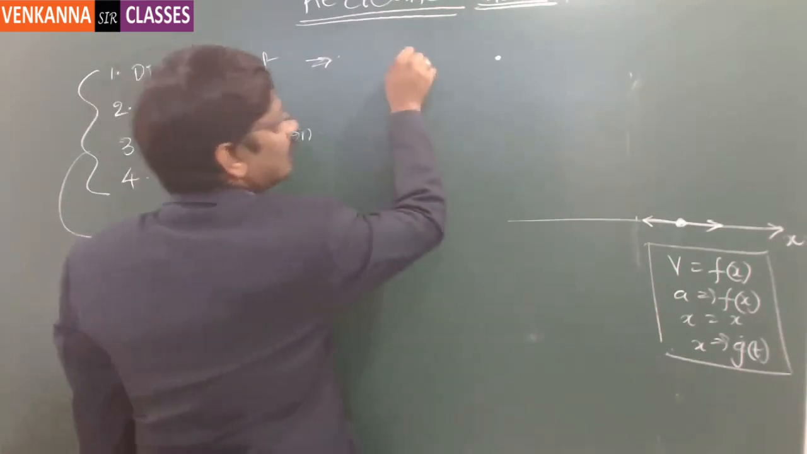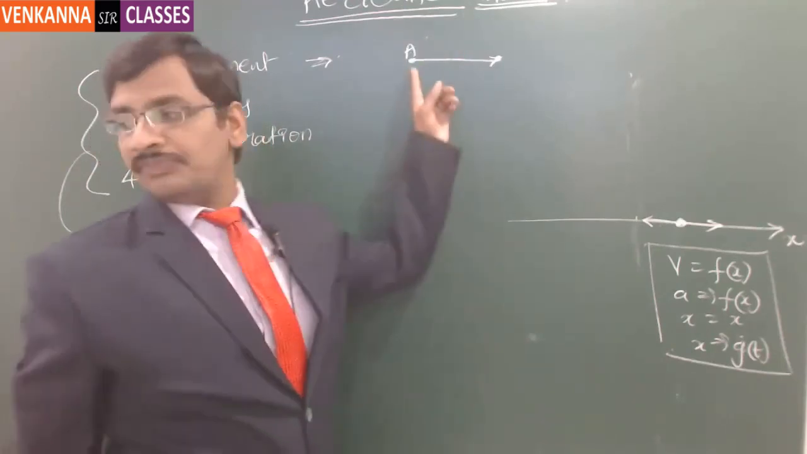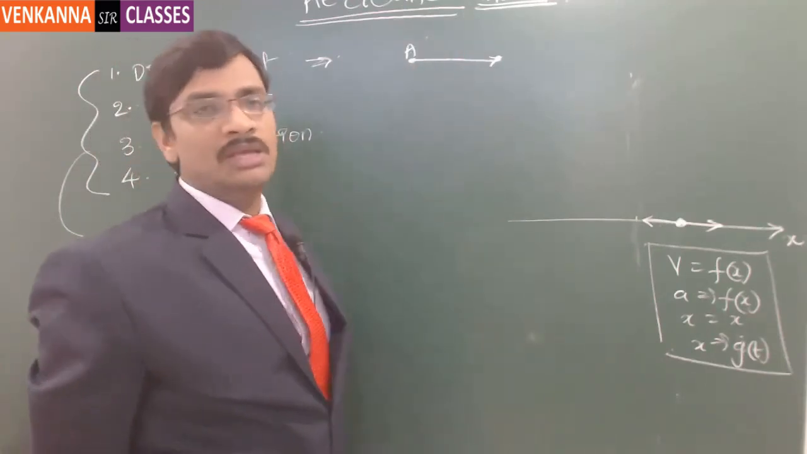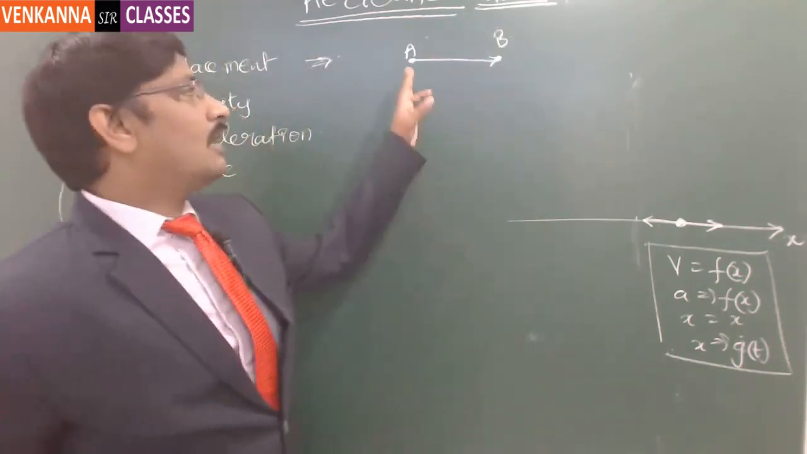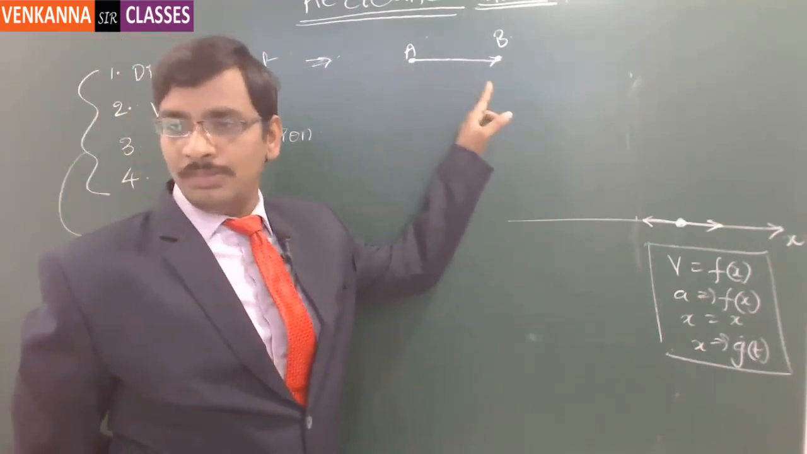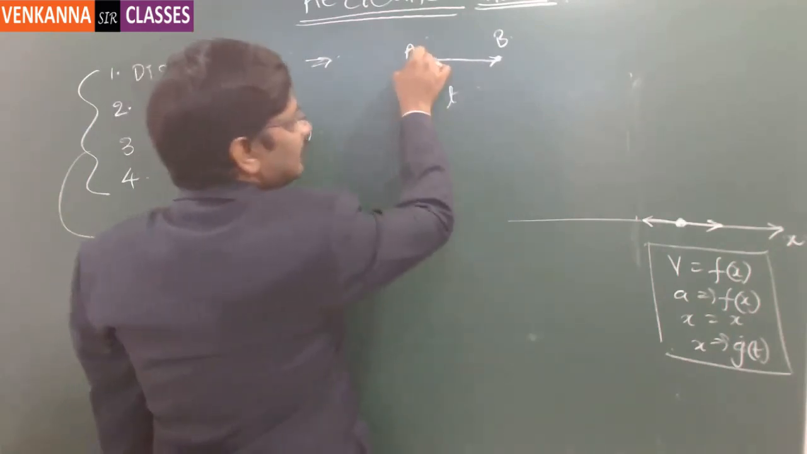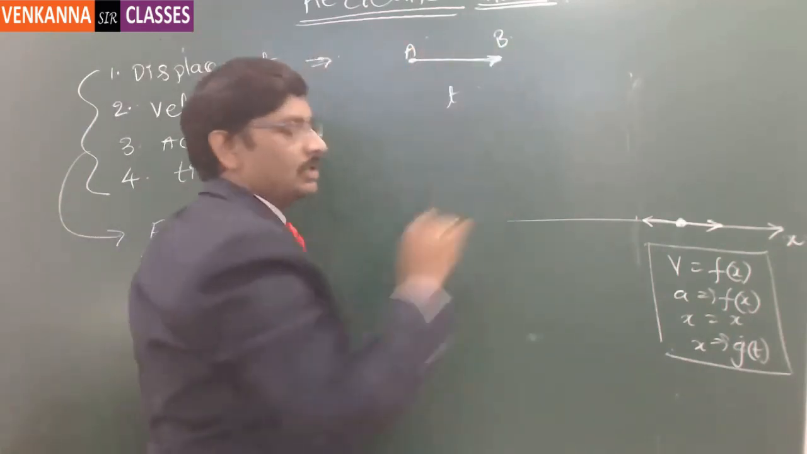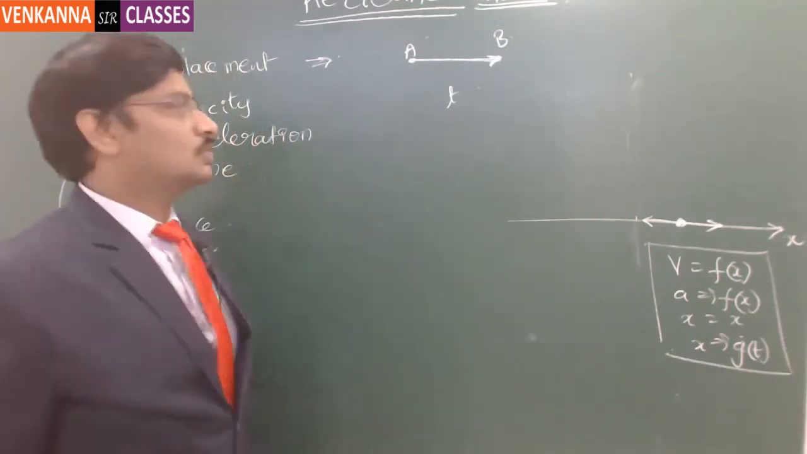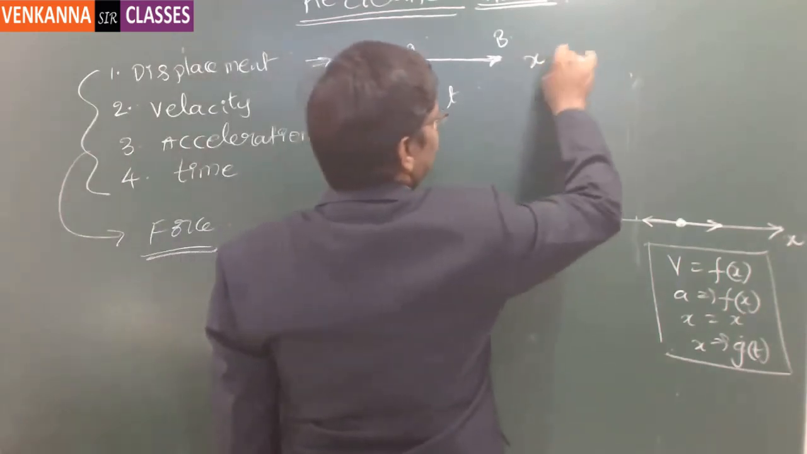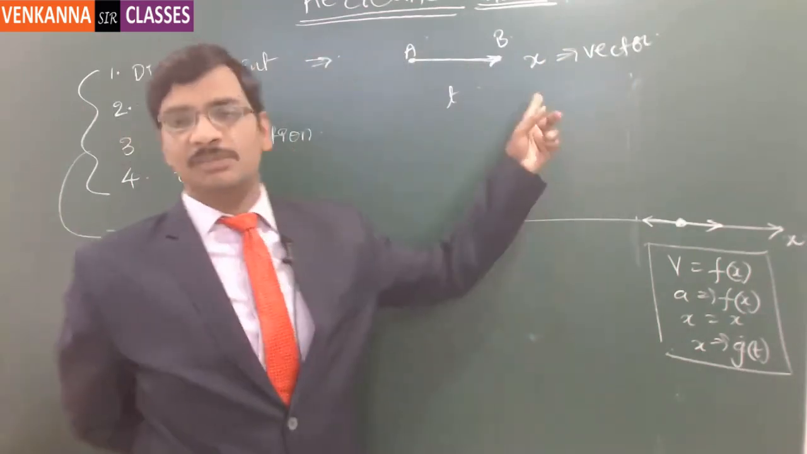Suppose a car is traveling from here to here. When I look at it the first time, it is at point A. After some time, I notice the car has traveled to point B, that is, from point A to point B within a time of t. Now there is an associated direction from point A to point B. If there is an associated direction, we definitely call that a vector. So displacement is nothing but a vector, and it is denoted with a single variable called x.